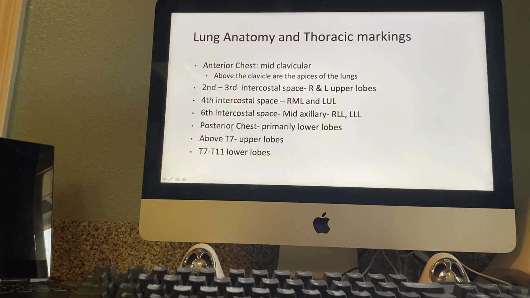Posterior chest, so the back of the chest, primarily we're listening to the lower lobes, and that'll make sense in a minute. So, above T7 are your upper lobes, T7 to T11 are both the lower lobes.